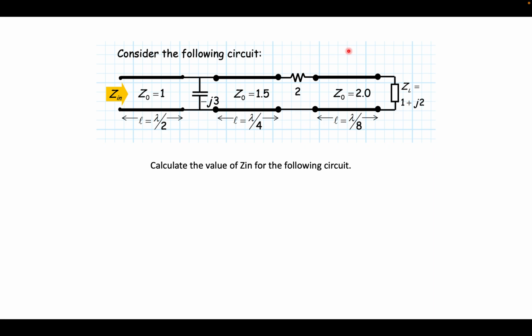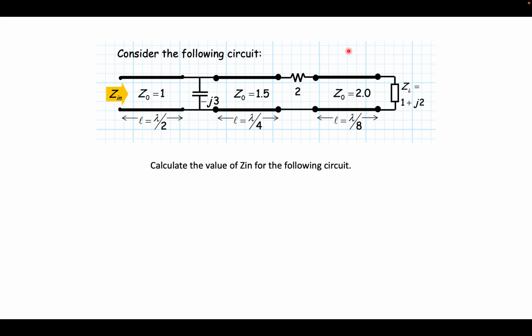All the transmission lines have different lengths: lambda by 2, lambda by 4, lambda by 8. Then you have a load impedance which has both real and imaginary parts. All the transmission lines have different characteristic impedances, and two transmission lines are connected by a resistance of 2 ohm. Between the first and second transmission line there is a capacitance to the ground, which is minus j3.